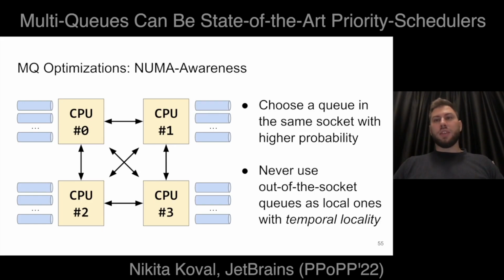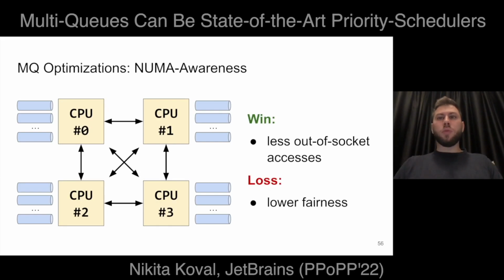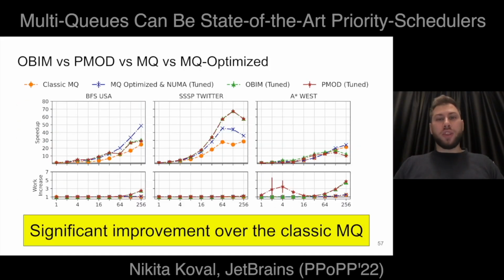We still can perform operations from it, but never keep it temporarily local. Thus, we reduce the number of out-of-socket accesses, but as in the previous optimizations, we lose some fairness. Let's take a look how these optimizations work in practice.